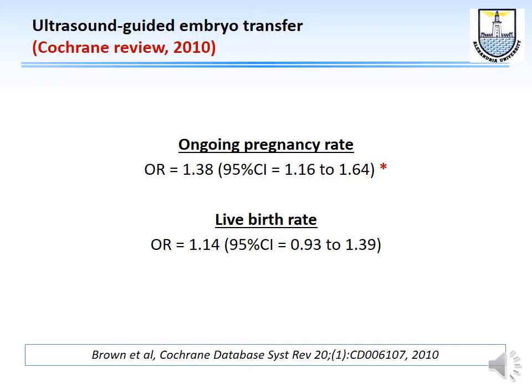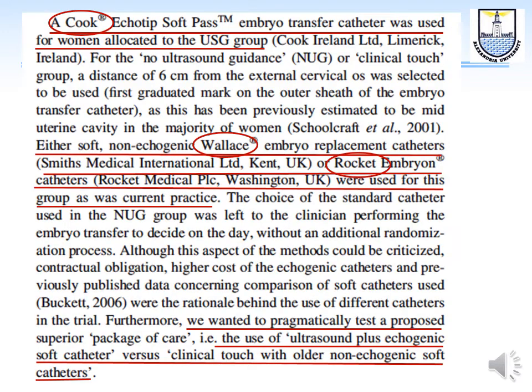And when the Cochrane review and the meta-analysis were done, the ongoing pregnancy rate showed improvement, but the live birth rate did not. But then we looked carefully at this paper, and we discovered that it is not really a randomized controlled trial, because the people from Liverpool actually used different catheters in both arms of the study. In one arm, they used a soft catheter, and in the other arm, they used a firm catheter.